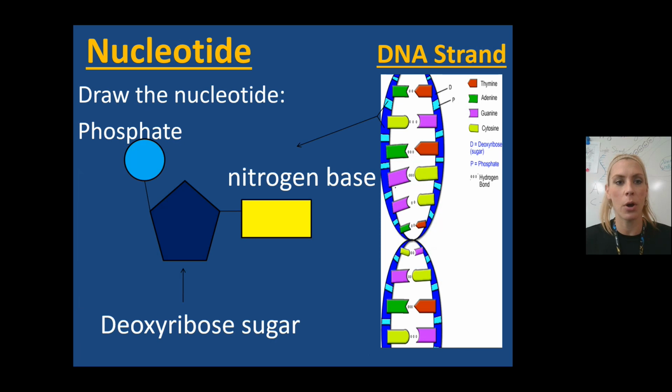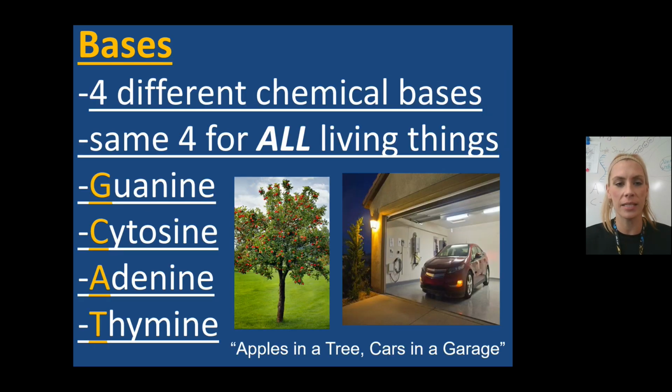Okay, here's just a smaller picture of the nucleotide. You have the phosphate, the base, and your sugar. All right, something I tell my classes to remember the base pair rules is a funny saying called apples in a tree, cars in a garage, meaning A always pairs with T, apples in a tree, C always pairs with G, cars in a garage.